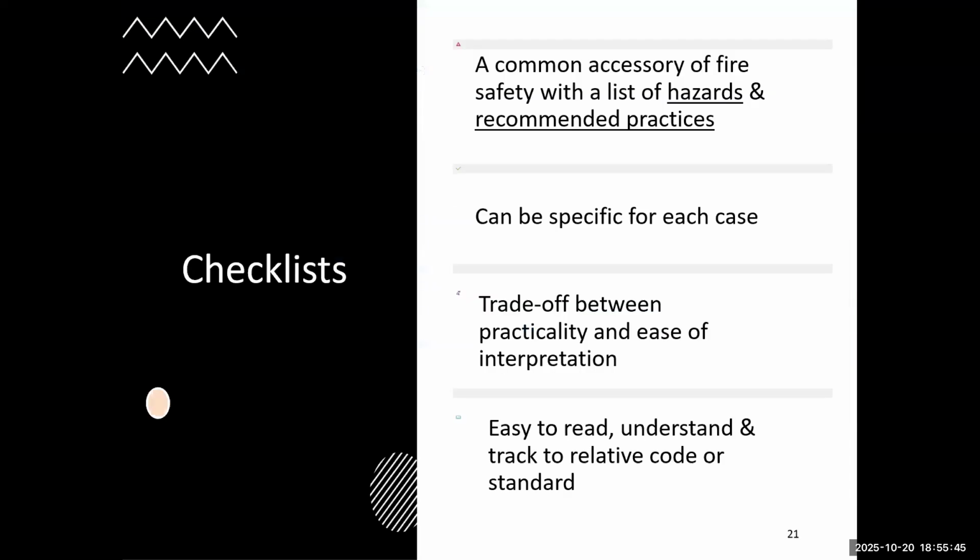So the first one is a kind of non-quantitative method. It's the checklist. The checklist is a common accessory in fire safety, listing the hazards and the recommended practices. It is very practical, easy to interpret, and excellent for ensuring basic compliance during an inspection. For example, a checklist will ensure that the fire extinguishers are present and the emergency exits are clear. This is all included in the checklist.